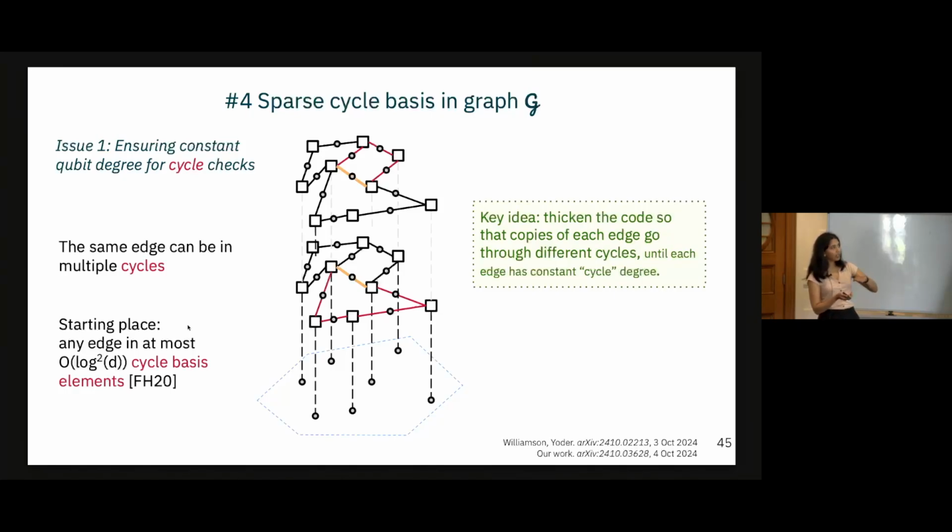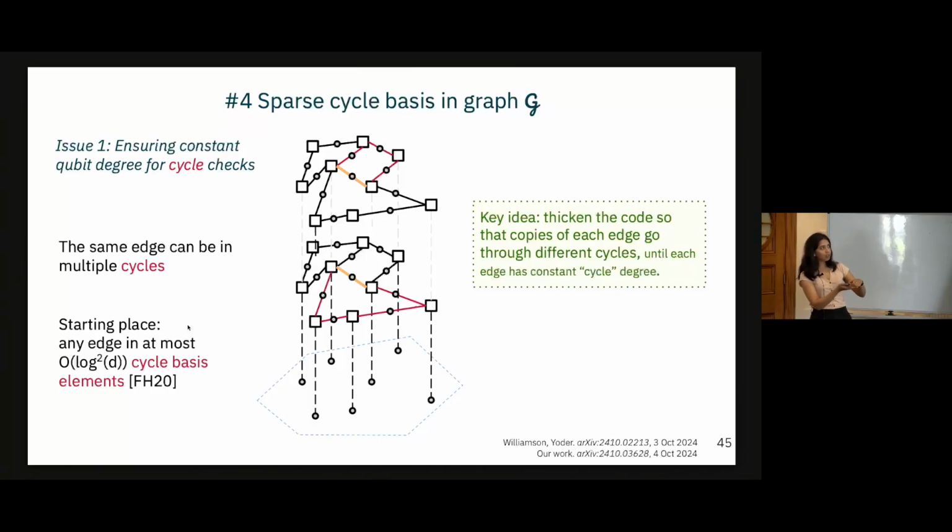And as long as we take log squared d layers, then we have some guarantees. But I think there were still some issues with just log squared d. So in the end, we ended up choosing log cubed d as our thickening height. And that very liberally ensured that we only have a constant cycle degree. So I think there's some upcoming work where this multiplicative factor is brought down. But as of 2024, this is where the story stood.